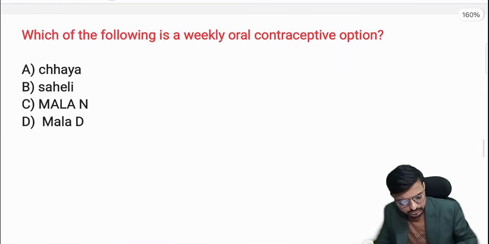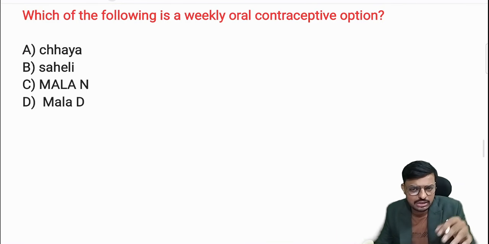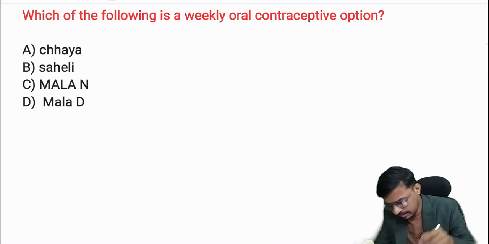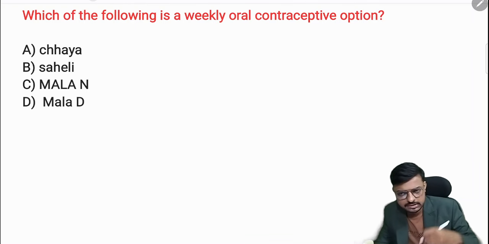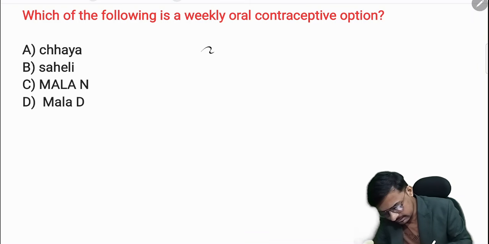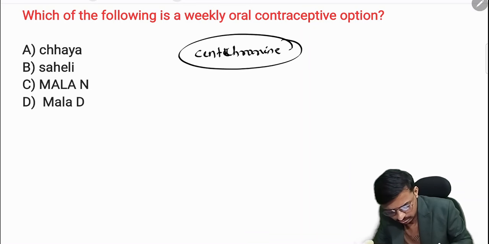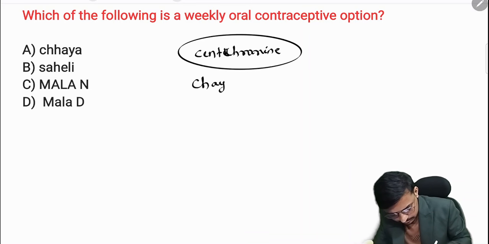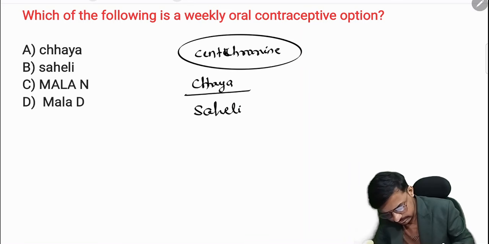And this is the question which came with 2 correct options in your exam. Which of the following weekly oral contraceptive options are we giving? In the options, Chaya was there, Saheli was there, and many of you went for Chaya or Saheli. So both are correct answers. This is centchroman, or we also call this one Chaya, or we also call this one Saheli. So these are all the same.